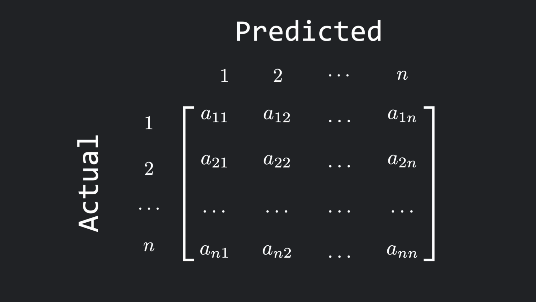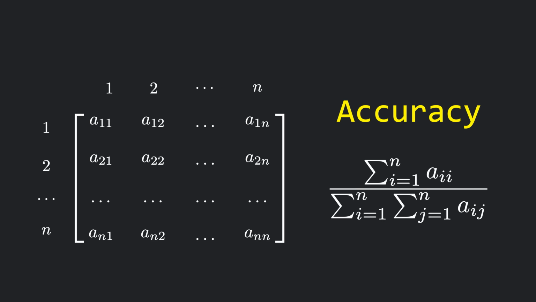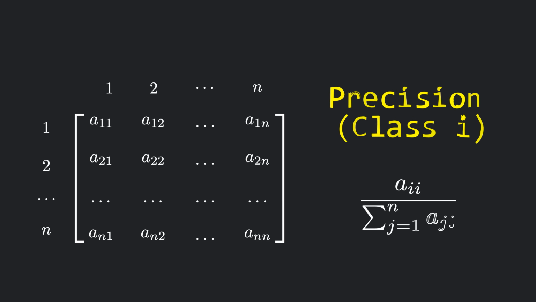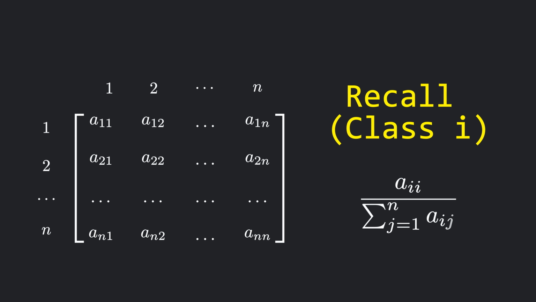We can also calculate evaluation metrics in a similar way. For instance, to compute accuracy, we sum all the diagonal elements, the correctly predicted samples, and divide by the total number of samples. To calculate precision for each class, we first focus on one class at a time and treat it as the positive class. Precision tells us out of all the samples the model predicted as this class, how many were actually correct. Next, we have recall, which also focuses on one class at a time. Recall measures out of all the actual samples belonging to this class, how many the model correctly identified.